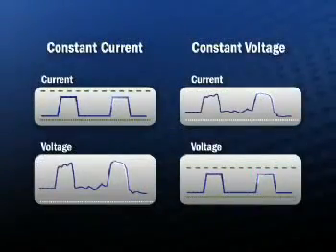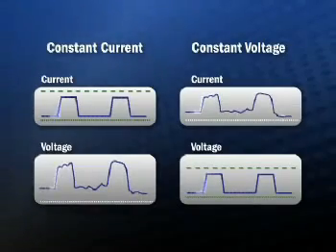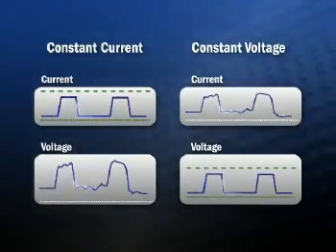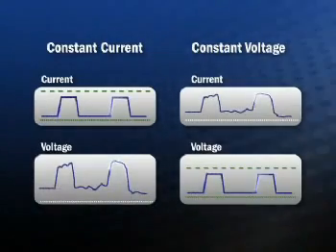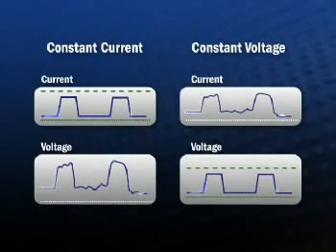Welding machines are usually classified as constant current or constant voltage. A constant current or CC machine will vary its output voltage to maintain a steady current, while a constant voltage or CV machine will fluctuate its output current to maintain a set voltage.